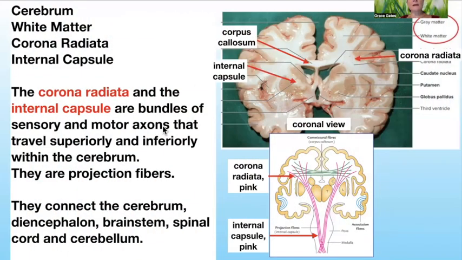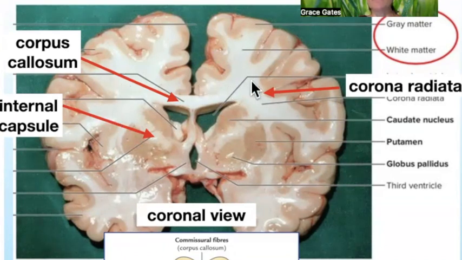The corona radiata and the internal capsule are bundles of sensory and motor neurons that travel superiorly and inferiorly within the cerebrum. They are projection fibers, and they connect the cerebrum with inferior parts like the diencephalon, brainstem, spinal cord, and the cerebellum. Okay, and in this picture, the corona radiata are seen just below the cerebral cortex.